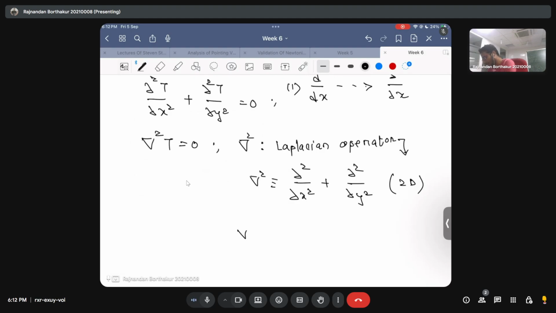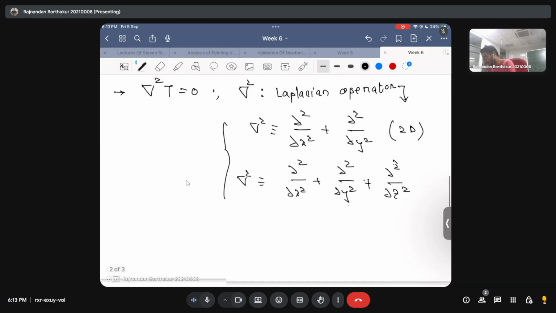For instance, if you want to extend this to a three-dimensional scenario, your Laplacian operator would look basically like this. It is just del 2 by del x2 plus del 2 by del y2 plus del 2 by del z2. Okay, this is what your Laplacian operator would look like. So in principle, you can say that in 2D heat transfer, it is a Laplacian equation that you need to solve if you are trying to solve for a temperature field. So this is one point that you also need to understand.